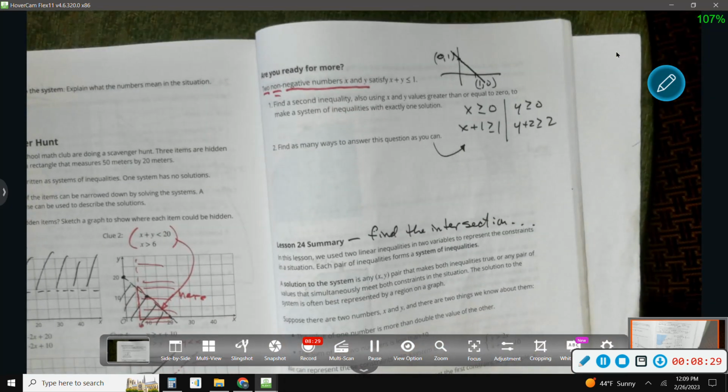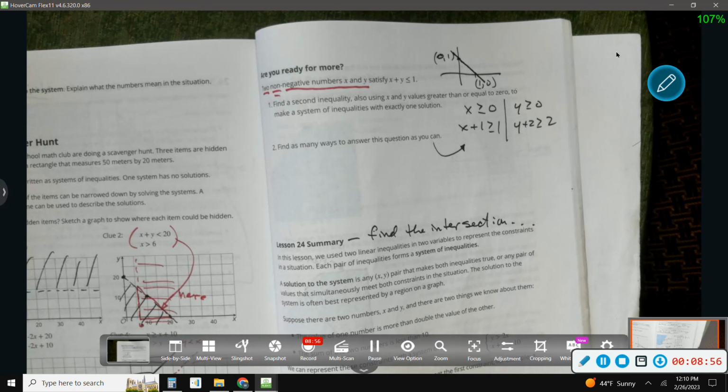Okay, you're ready for more? This one's kind of screwy. I'm not exactly sure what they're trying to accomplish here, but let's go through it. It says you have two non-negative numbers, x and y, that satisfy x plus y less than or equal to 1. I guess it depends on whether you can use decimals or whole numbers, what you have available to you. So I'm not exactly sure what they're going at for this.